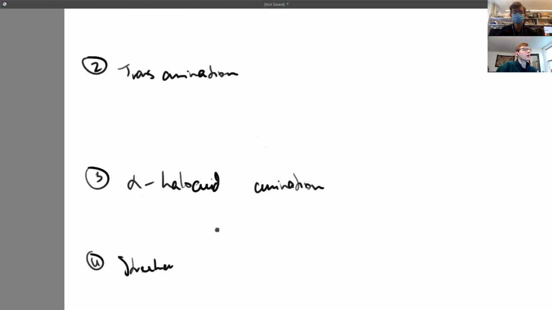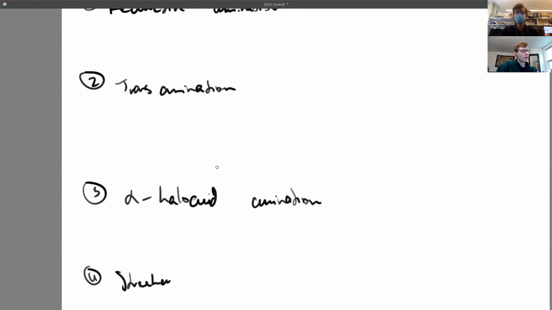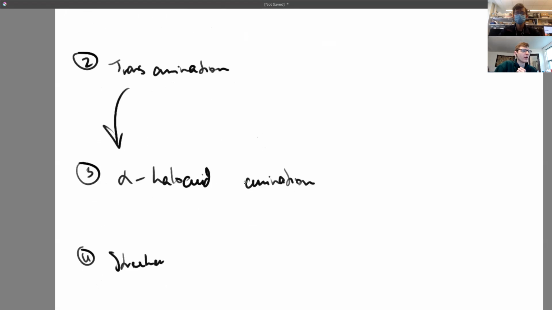So Strecker is also there. Transamination is, in some sense, actually the most relevant one because it's the one that happens in biological systems. Although, which one of these? I think it's similar to alpha halo acid amination. Whatever I wrote here, I don't know what this word is. Alpha halo acid amination, that's what it says. I can't remember exactly the details. This is what happens biologically.